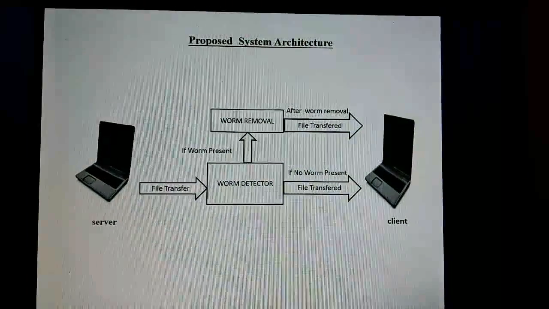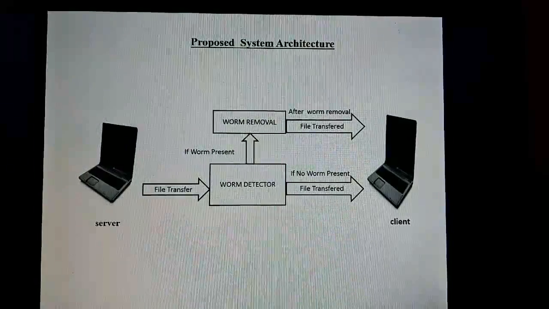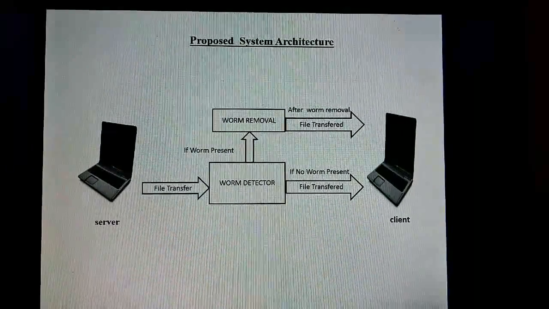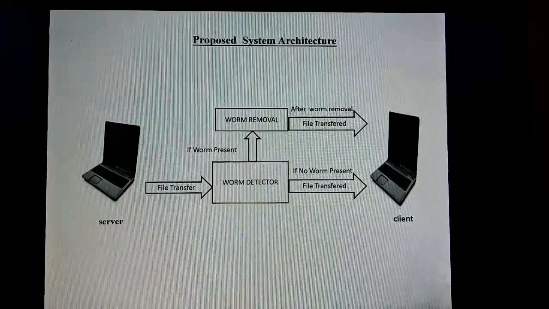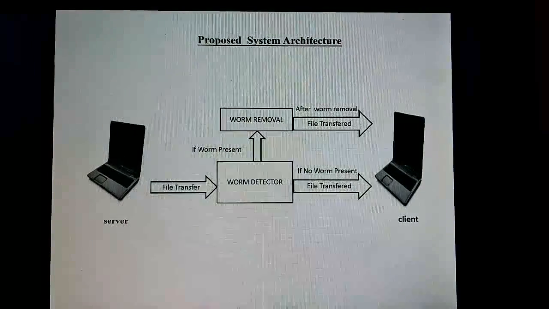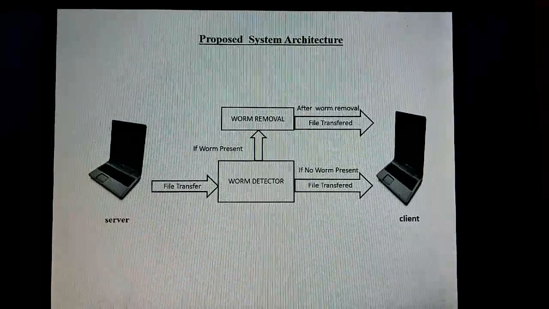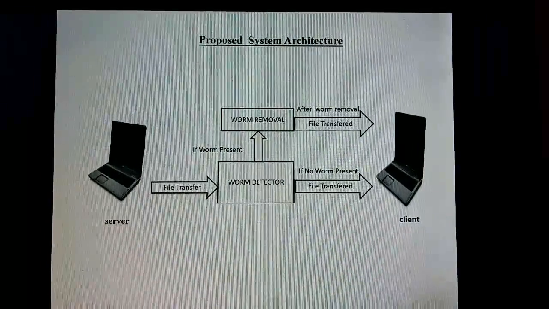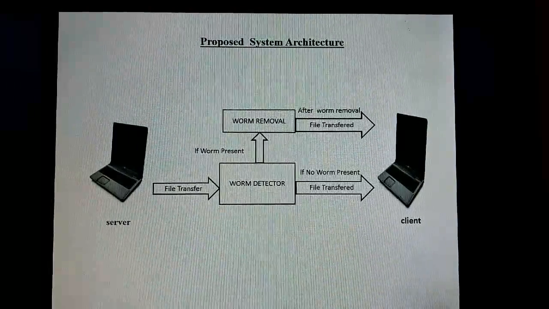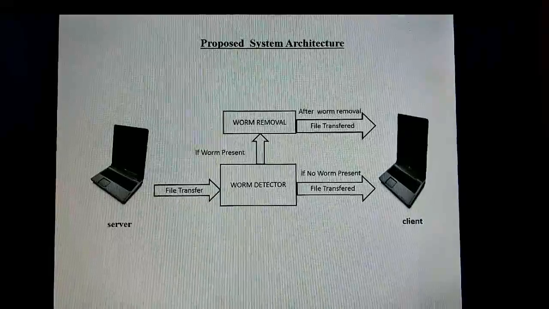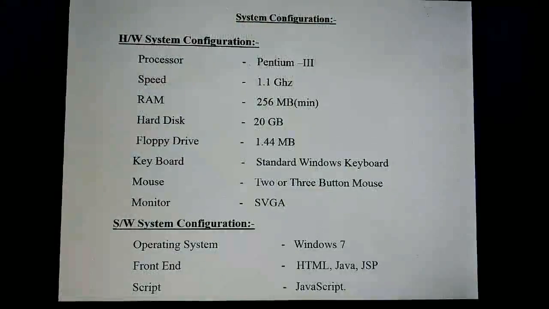Let me explain the proposed system architecture. Let us consider the left-hand side system be the server and the right-hand side system be the client. When the server starts the file transfer, the worm detector function gets activated. If the worm is present, then the worm removal process gets initiated, and after the worm removal, the file is transferred to the client. If no worm is present, then the file is transferred directly to the client.